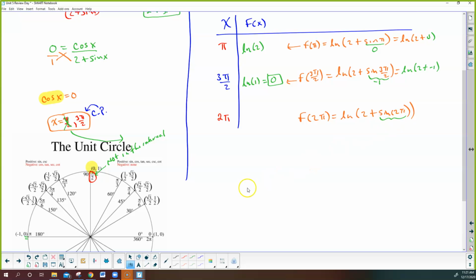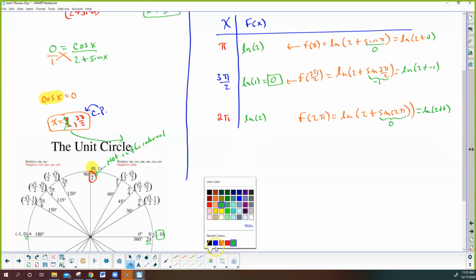So let's look at what is the sine at 2 pi. Well, here's 2 pi, and the sine is 0. So notice that's 0. 2 plus 0 gives me the natural log of 2.